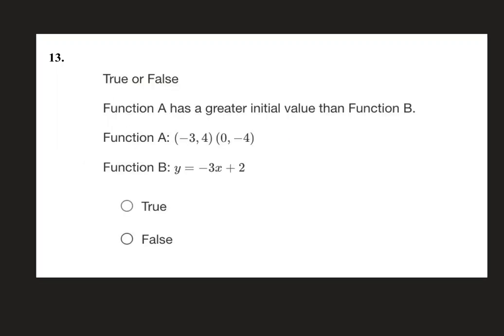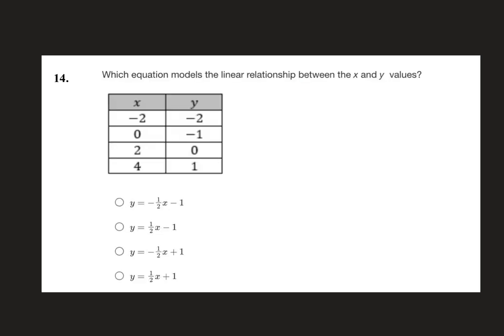True or false, function A has a greater initial value than function B. I know that initial value is y-intercept. For function A, my y-intercept is going to be wherever x is 0, so you need to circle the number when x is 0. For function B, I can write the standard form above the equation given, and I know that the y-intercept is whichever number is in the place of b. After you've circled both y-intercepts, you need to decide, does function A have a greater initial value or y-intercept than function B?